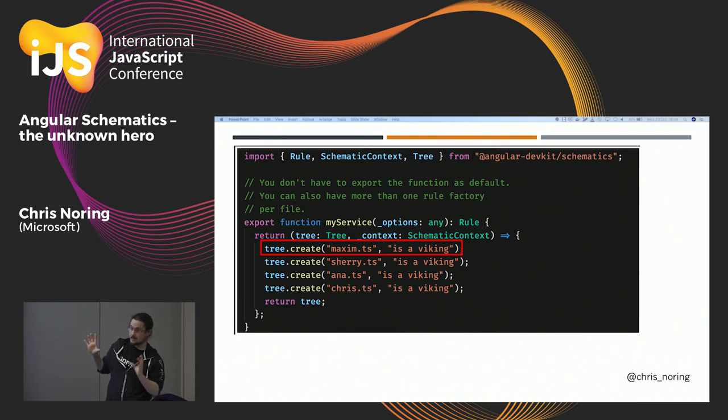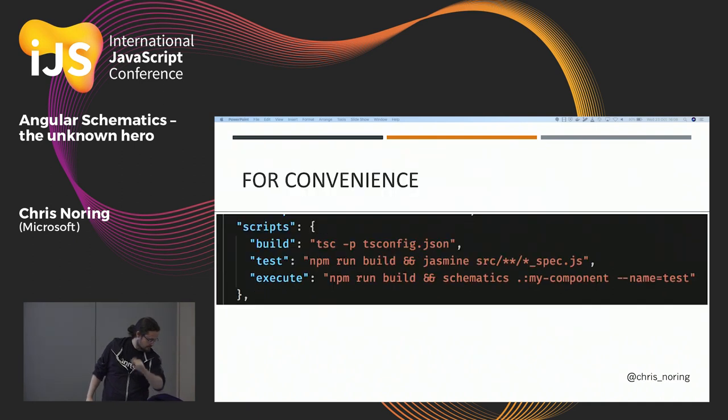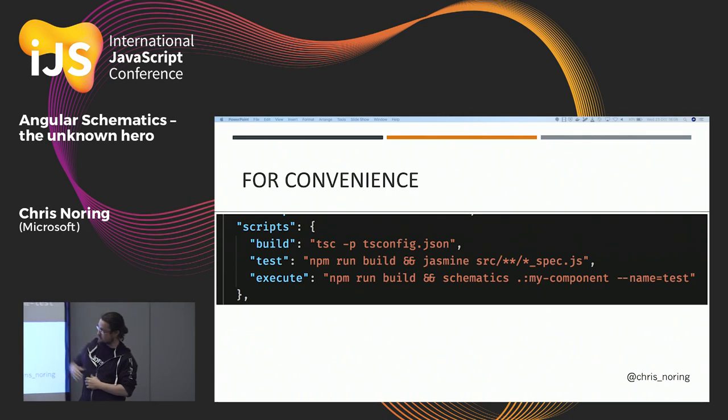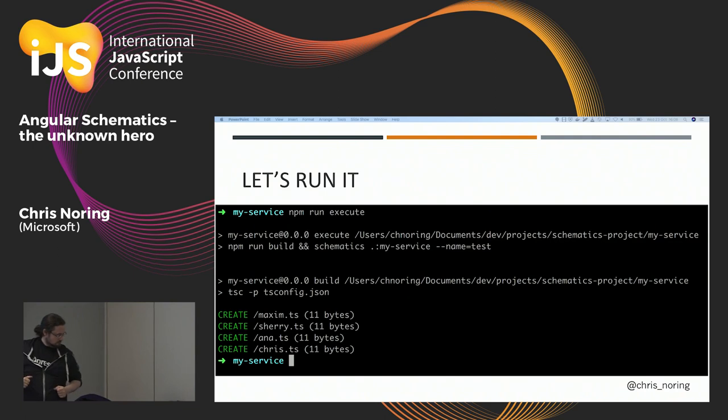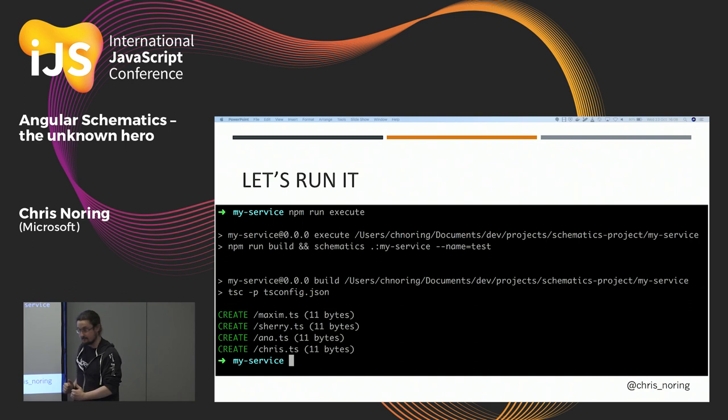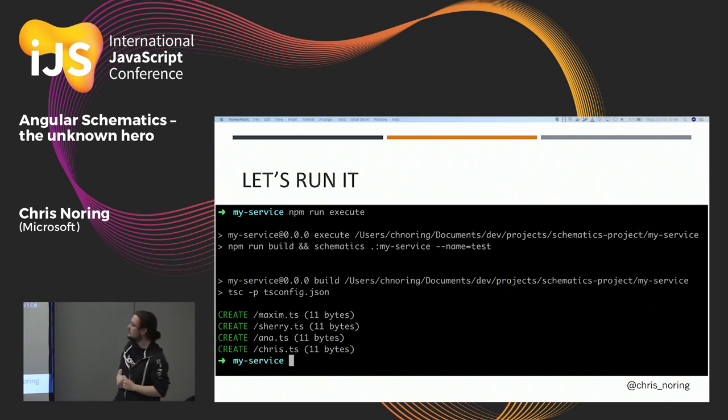Right, so we expect what? Four files to be created, right? Four different file names, four different contents. And for convenience's sake, we are now adding this execute command here at the bottom where we call npm run build, and then we call our schematics command. So it becomes a bit easier to manage. We run it again. Now this time it doesn't say nothing to be done, but it says I actually did stuff. And I created four different files. We're looking roughly at the file size, 11 bytes. Yeah, that seems to be about correct, right? Just a line of string.